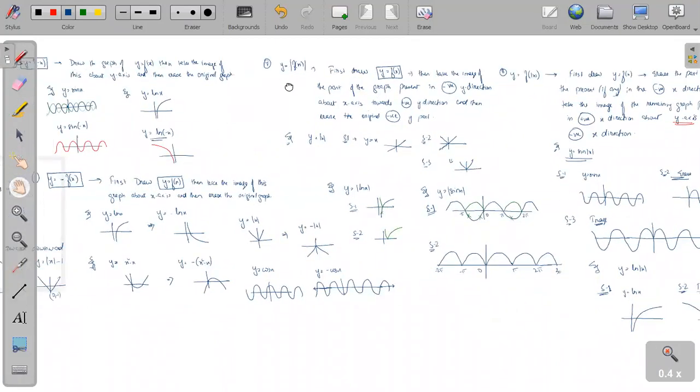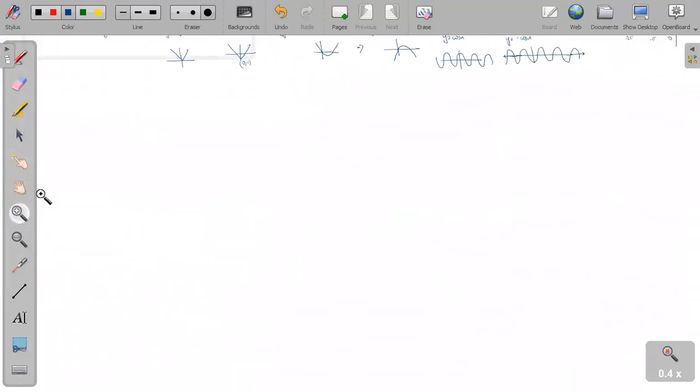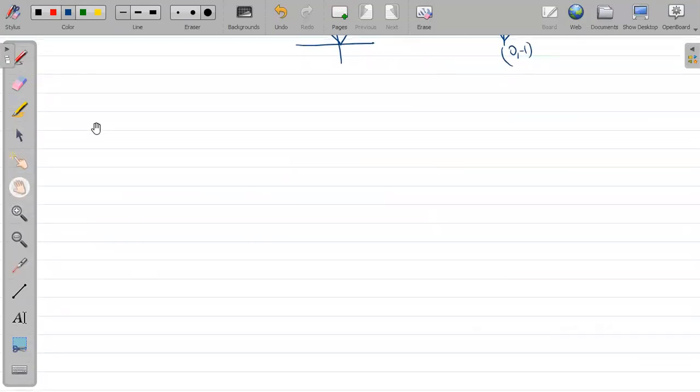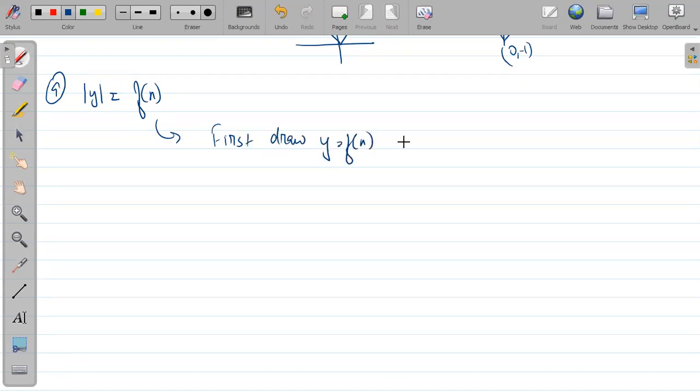Next, point number 9. Here I am writing point number 9. Now to draw the graph of y equal to mod of y. Now a mod is placed over y only. So mod y is equal to f of x. The method is what? First draw y equal to f x.